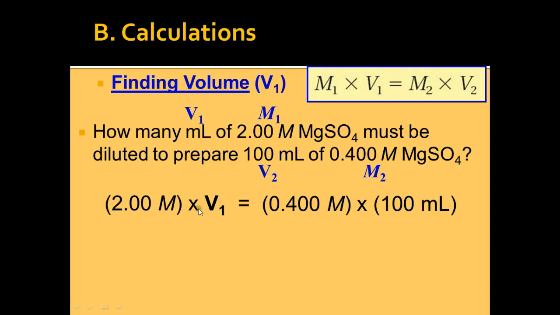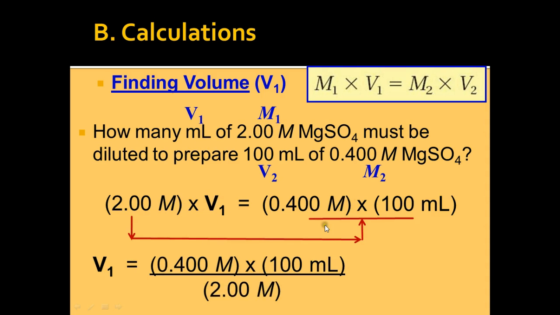To solve for X here, we have to divide by the molarity, because just think of simple algebra. We have to undo this multiplication, so you divide by 2 on both sides, and we're left with X. We just complete the operation: the product of 0.4 times 100, divided by 2, and we would get the answer of 20 milliliters.